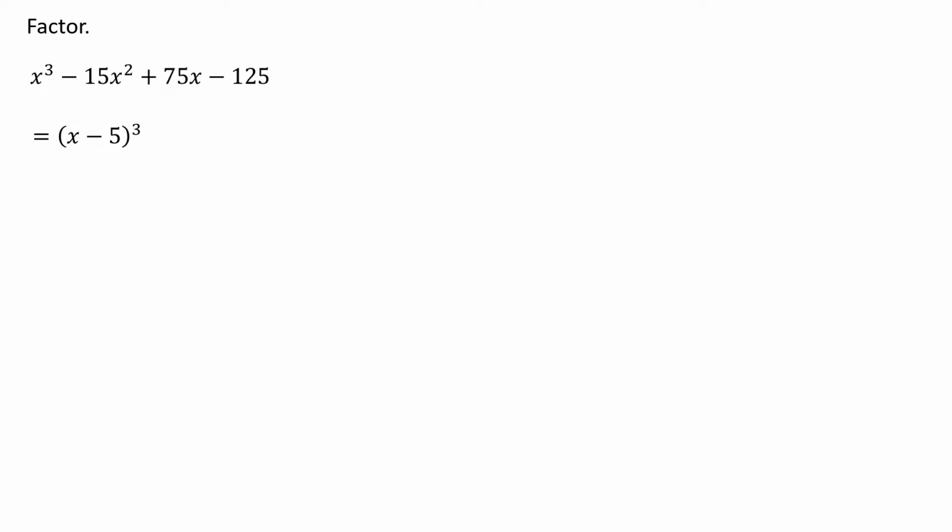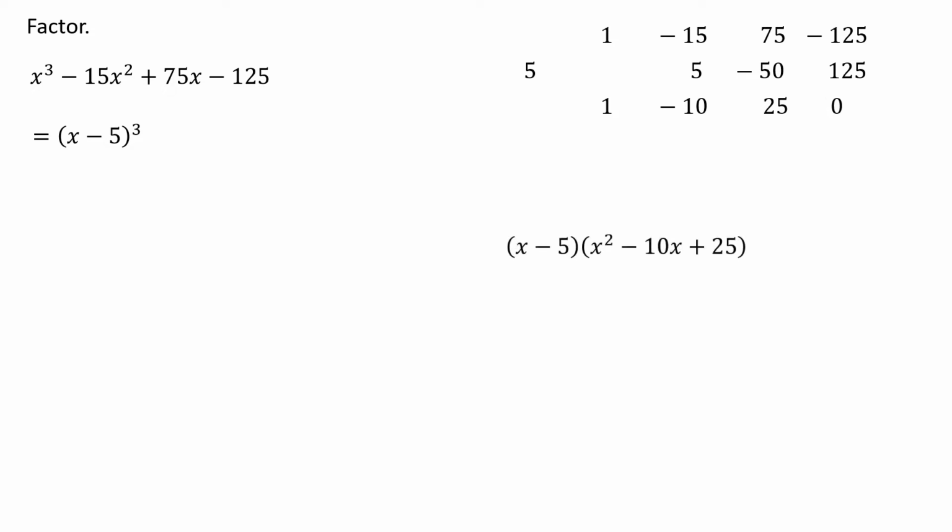If you don't recognize it as being a perfect cube, I can set up with synthetic division, and if I guess 5, drop, multiply, add, multiply, add, multiply, add. Oh my goodness, no remainder. So I know x minus 5 is a factor, and I'm left with x squared minus 10x plus 25. Sure enough, if I factor that, I will get x minus 5 times x minus 5 times x minus 5, which of course is x minus 5 to the third power. So if I don't recognize the shortcut from Pascal's triangle, synthetic division will still work for me.